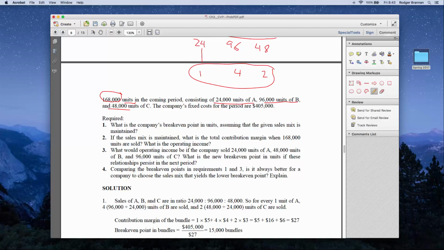Because then I can say that within each bundle, I will sell 1 product of A, 4 products of B, and 2 products of C. I'll repeat that again. Let's say I'm selling 10,000 bundles. Well, fine. No matter what that number is, each bundle will contain 1A, 4B, and 2C.